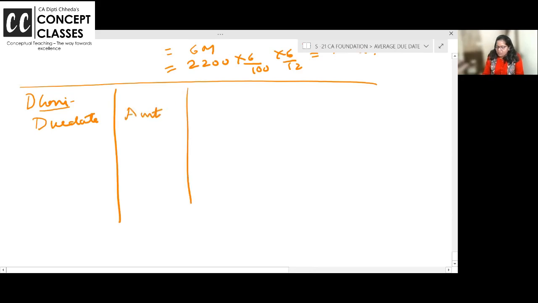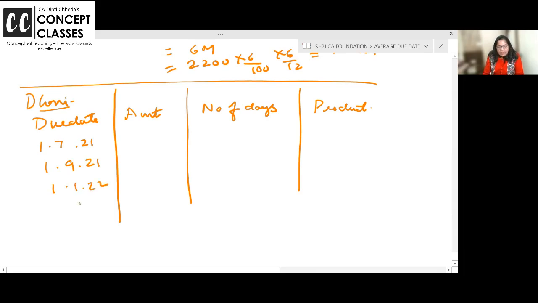We will write the amount, number of days, and the product. Due dates: 1st July 21, 1st September 21, 1st January 22, 1st February 22. Amounts are 500, 600, 800, 400.